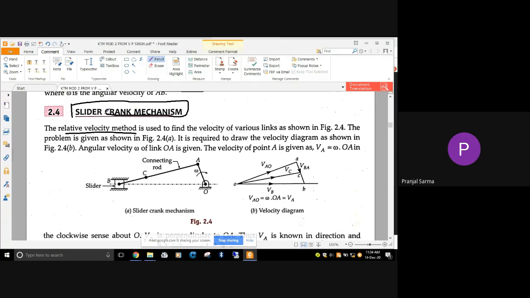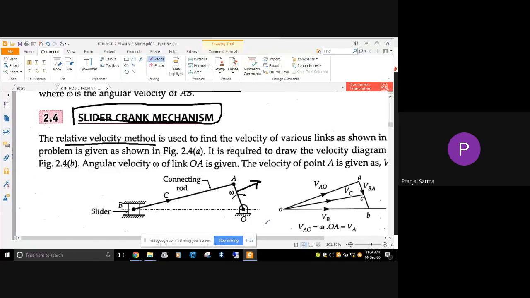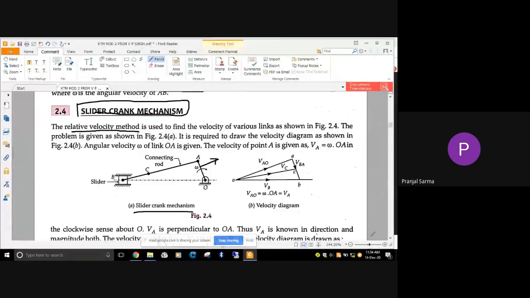I hope all of you already know the slider crank mechanism, and can recall that particular configuration diagram. So here we are showing the slider crank mechanism. What is this link? Who will tell me what are the various names for the different links present in the slider crank mechanism? How many links are there in the slider crank mechanism?